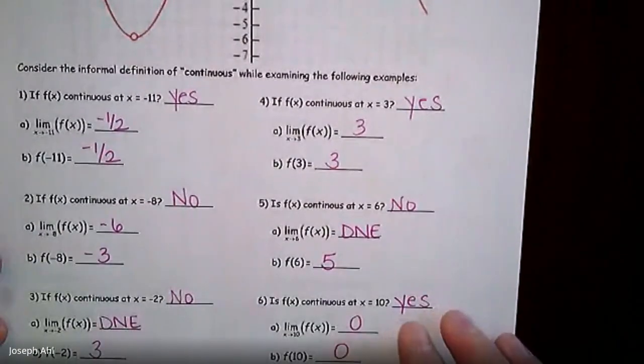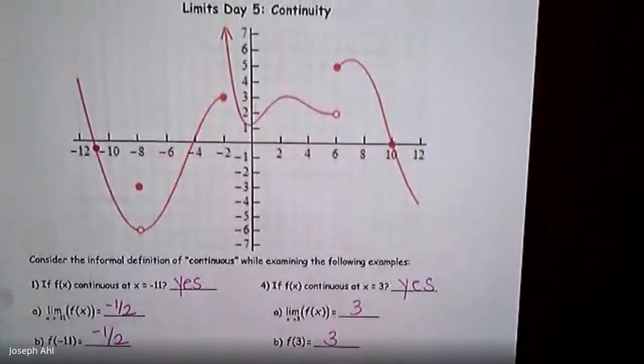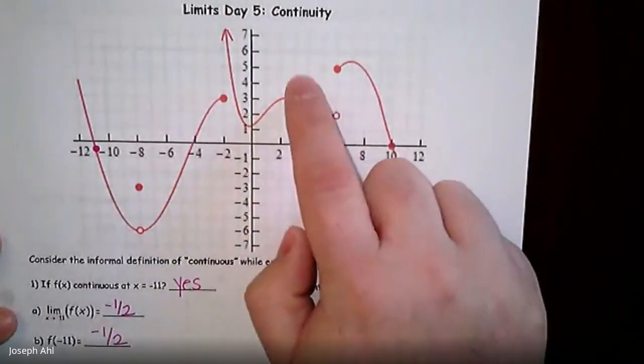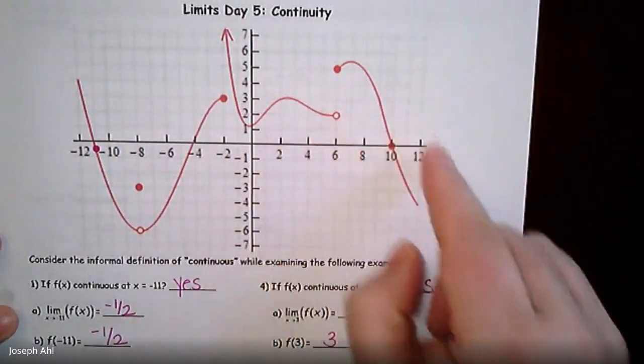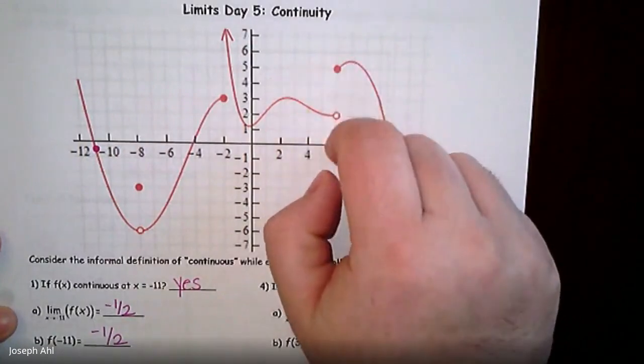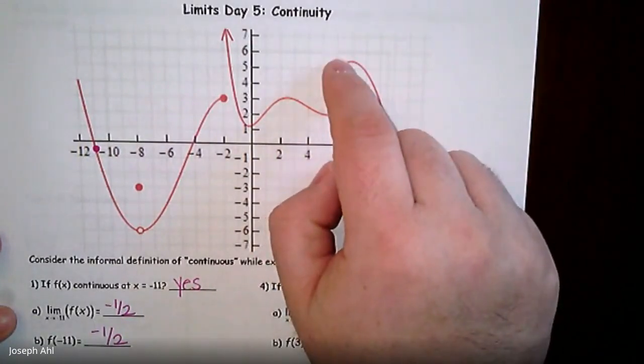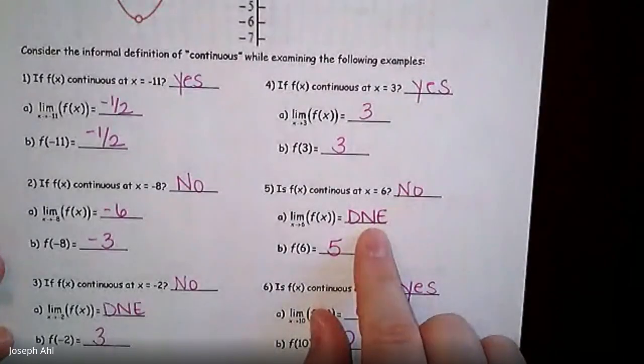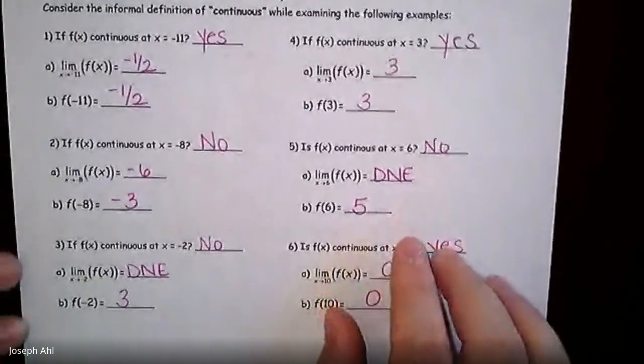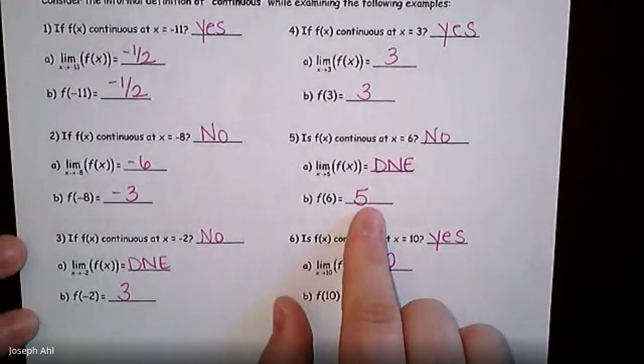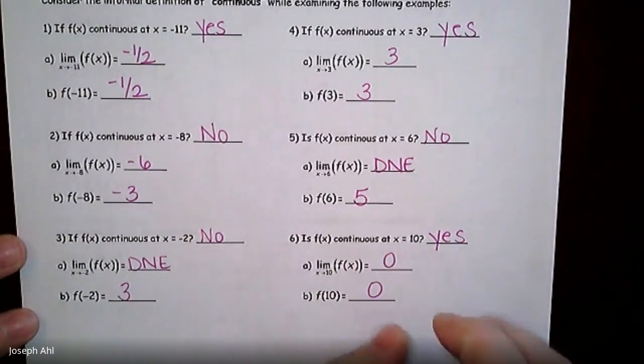Moving on to 5, are we continuous at x equals 6? I think it's pretty obvious at x equals 6 we've got some issues. Coming in from the left, I'm approaching 2. From the right, I'm approaching 5. We've got that big jump in the graph there, so it's definitely discontinuous here. So it's not continuous at 6. The limit does not exist, right? We just discussed how those left and right-hand limits don't match. And then f of 6 in this case is 5, where the closed circle is.